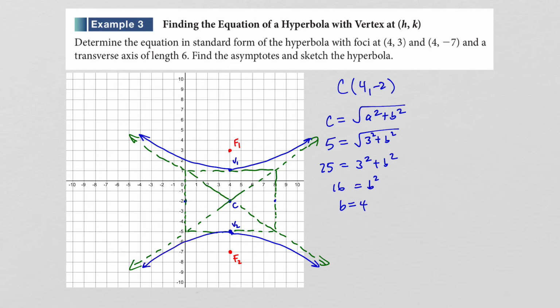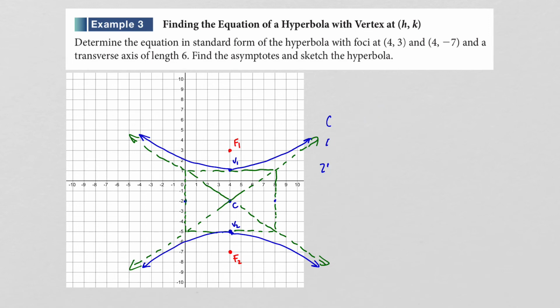And you can see all the important information. So you could give the coordinates of the foci here just by looking at your graph. You could give the coordinates of your vertices, again, just by looking at the graph. You can give the coordinates of the center by looking at the graph. And you can also give the coordinates of the asymptotes. But actually, let's go ahead and give the equation of the hyperbola because they did ask for that.